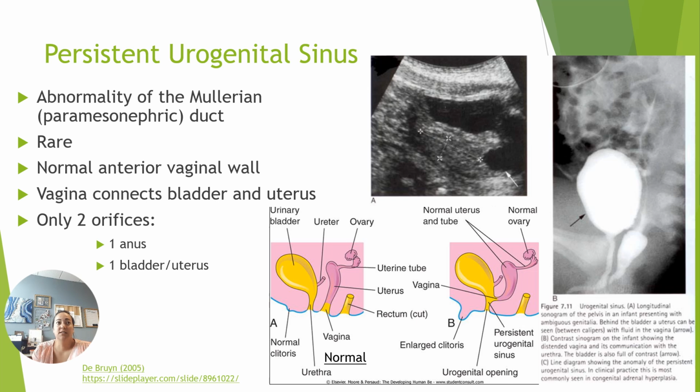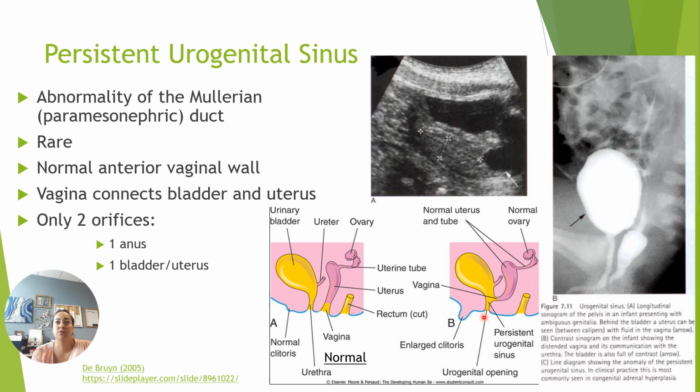Something to be aware of, this is a little bit different. This is persistent urogenital sinus. This is an abnormality of the Müllerian or paramesonephric ducts. This is rare. So what is going on is we have our urogenital sinus, which is our embryologic structure. The urinary system, the urethra, the vagina, and the rectum actually start as one structure, the urogenital sinus, and then as we develop over our embryologic life, the urethra, vagina, and rectum differentiate into 3 different structures.